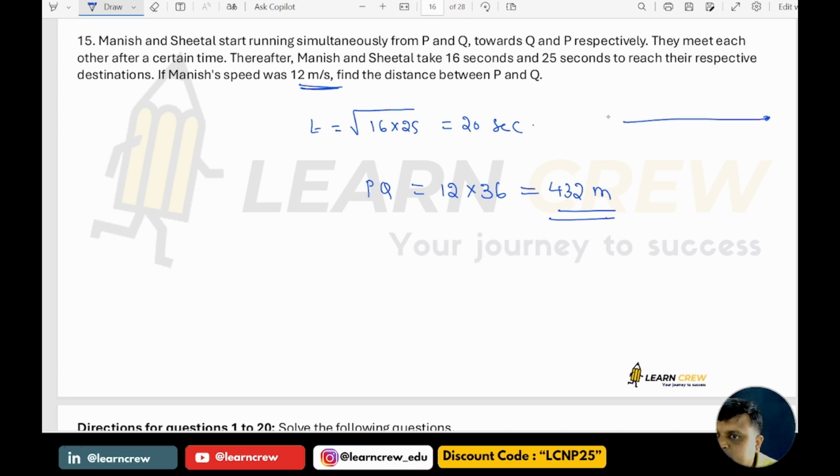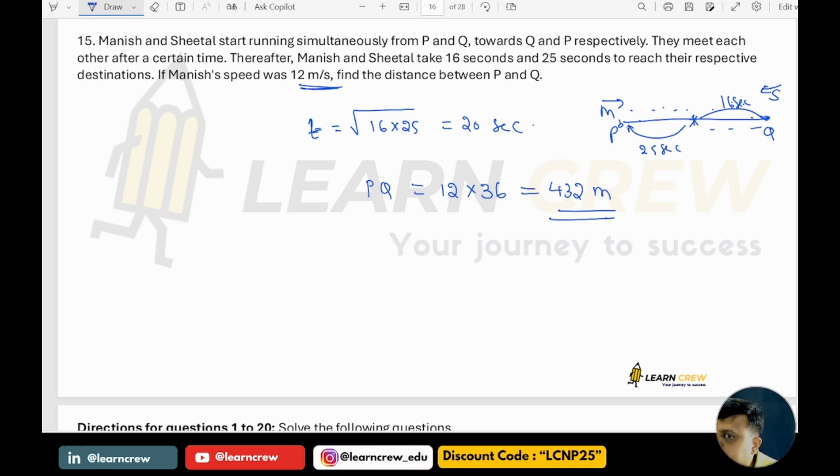The same case, the previous one. Manish and Sheetal. Manish starting from here and Sheetal starting from here. And they are meeting. After meeting, Manish is taking 16 seconds. After meeting, Sheetal is taking how much? 25 seconds. And we have calculated after how much time they are meeting? 20 seconds. So this time and this time is 20 seconds. 20 plus 16, 36 seconds.